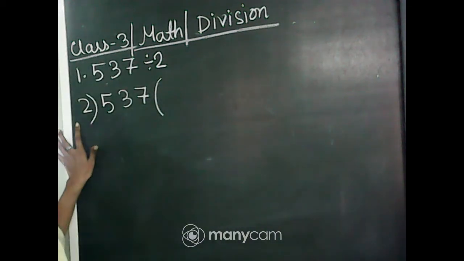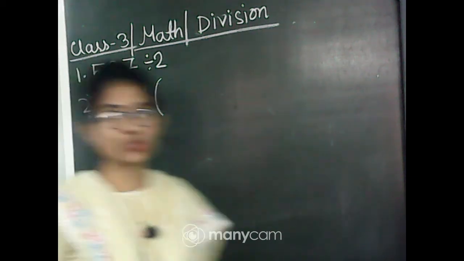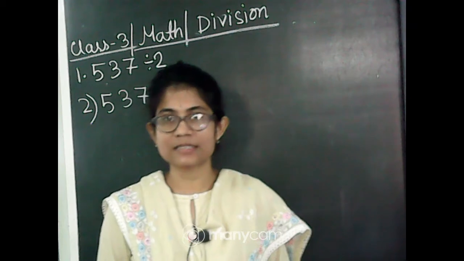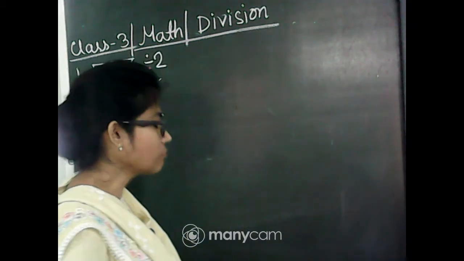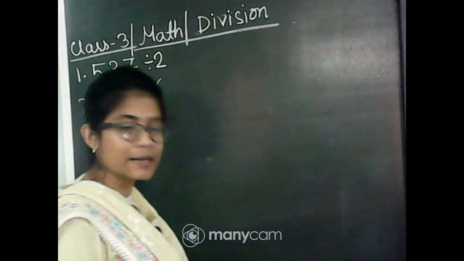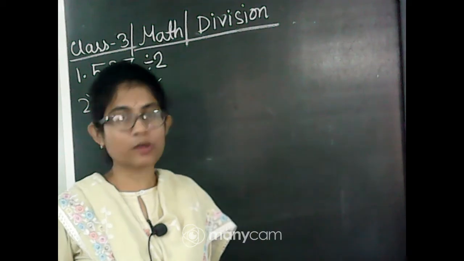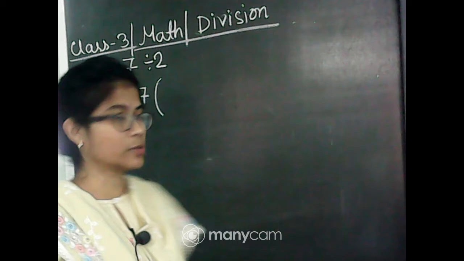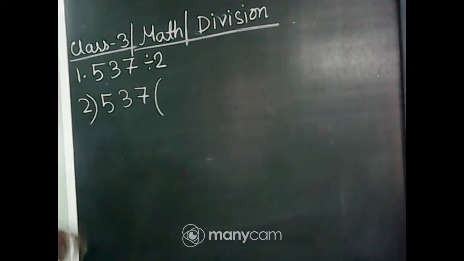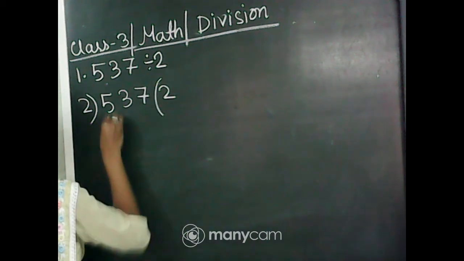So 2 ones are 2, 2 twos are 4, and 2 threes are 6. This 6 is bigger than 5, isn't it? We all know that 6 is bigger than 5. So we can't take 2 threes are 6, because we have to take a smaller number or an equal number. So we will take 2 twos are 4, okay.